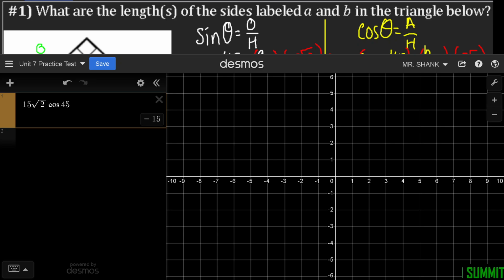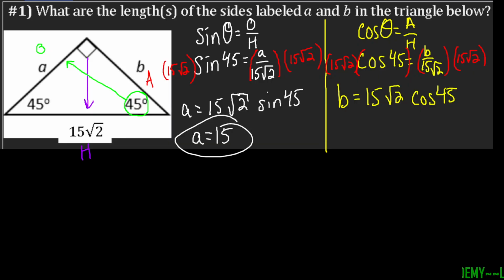All right, so we're going to say our answer for B is also 15. So again, make sure you set up your right triangle, label your sides, pick your ratio, substitute, solve.